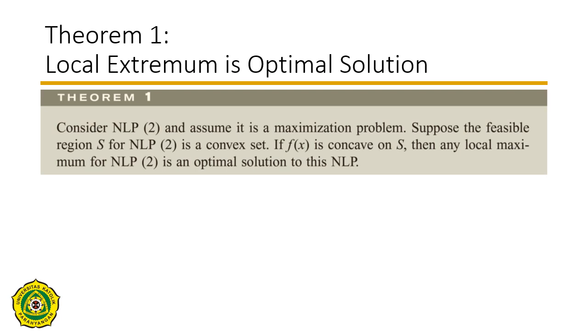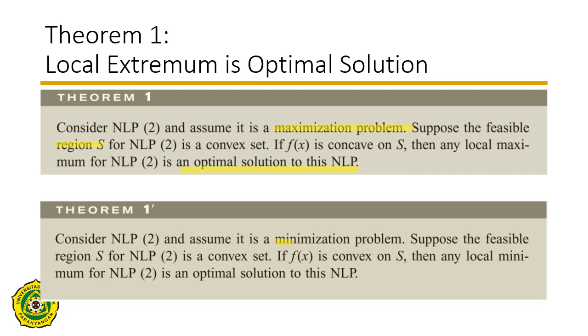Now, why do we care whether the function is convex or concave? Well, in the case of NLP, it helps us to identify the optimal solution. So suppose we have a maximization problem, and suppose again the feasible region is a convex set, and we call that region S. If a function is concave on S, then any local maximum is an optimal solution to this NLP. So if we know that the function is concave in the feasible region, and we already get a local maximum, then we can say that that point must also be an optimal solution.